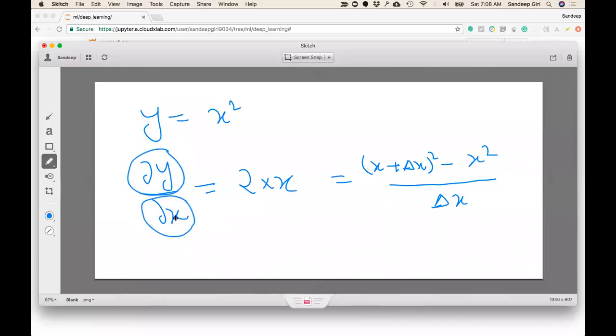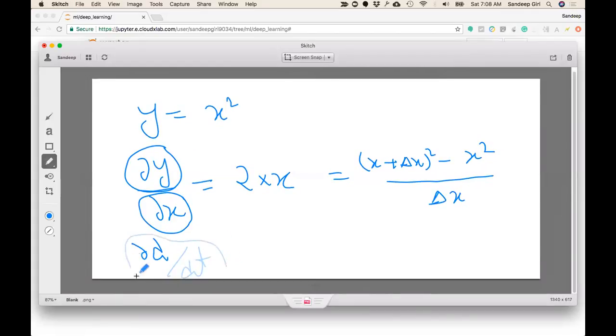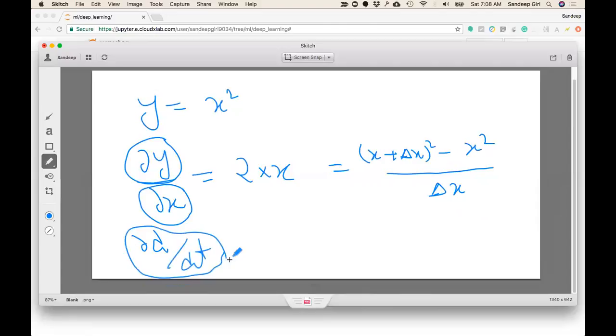If y is the distance and x is the time, we have change of distance per time. This is change of distance per time is, anybody?